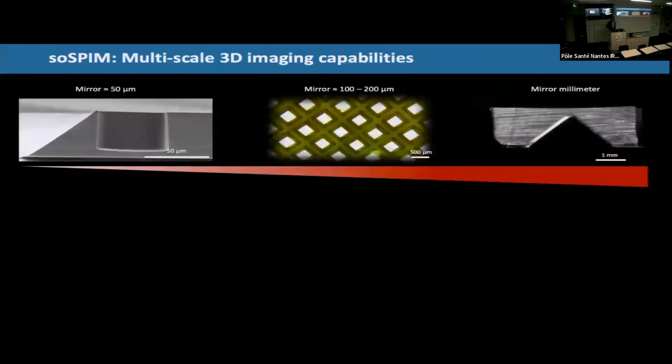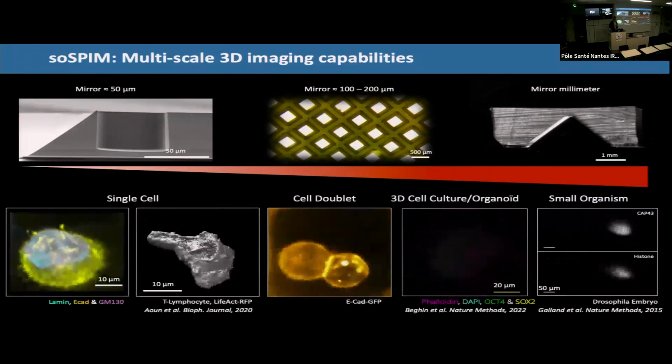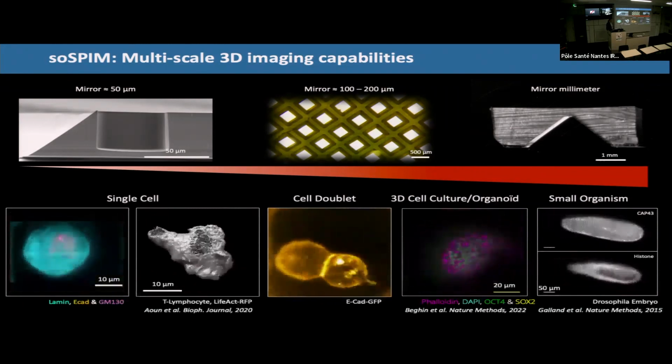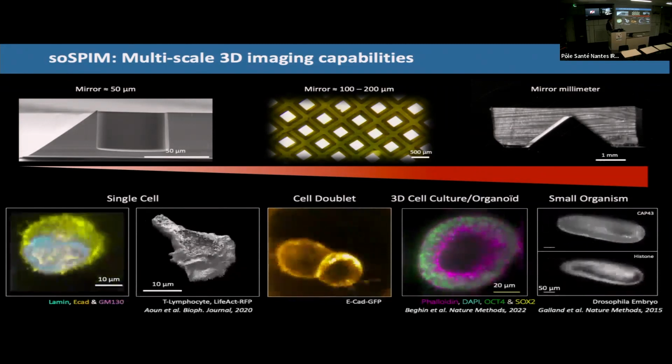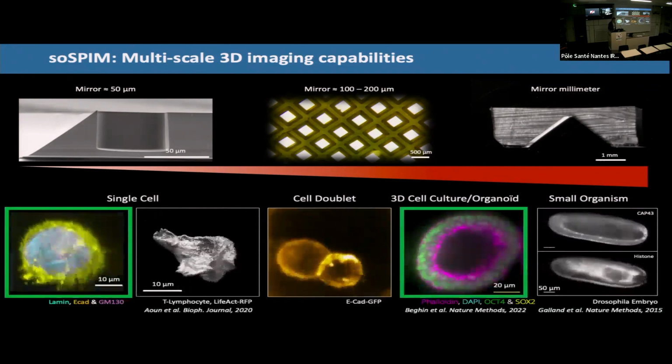The big advantage of the technique is really the versatility, and as I said before, it is really capable of using the same instrument to cover a wide range of biological samples, from the single cell, if you use small microwells, as you can see on the left, up to entire organisms, if you use mirrors in the range of the millimeter scale. And over the years, we have demonstrated the capability to image through all these dimensions, from isolated cells, live or fixed, cell aggregates, 3D cultures, which we will talk about, and then even larger specimens. And today we'll really focus on these two aspects.